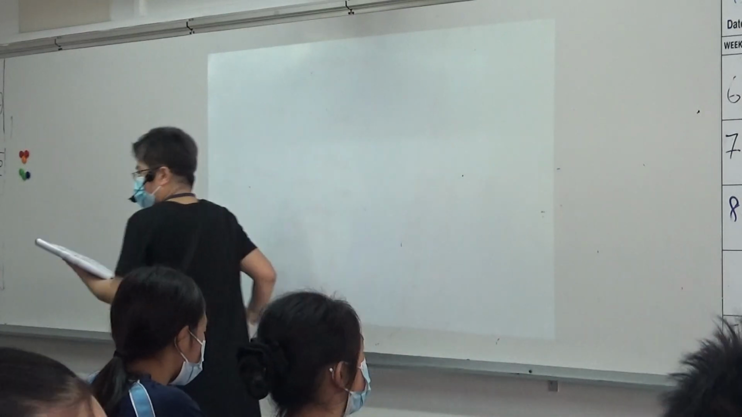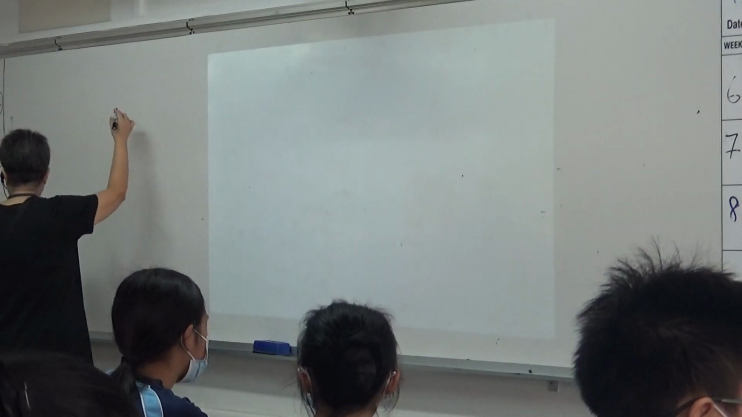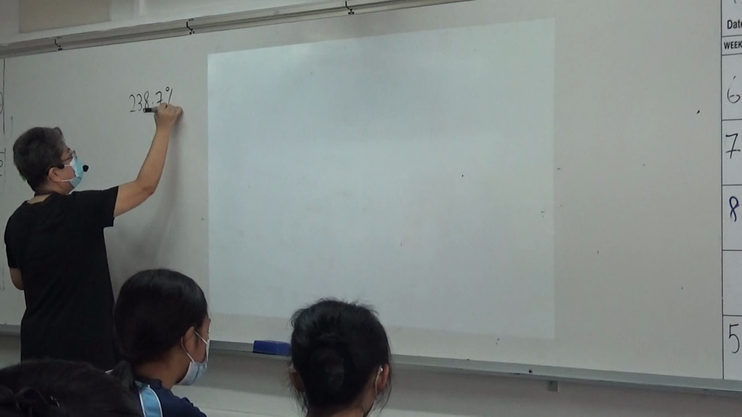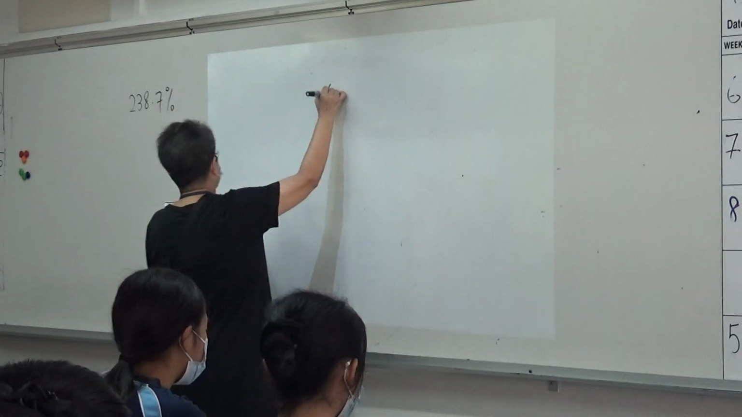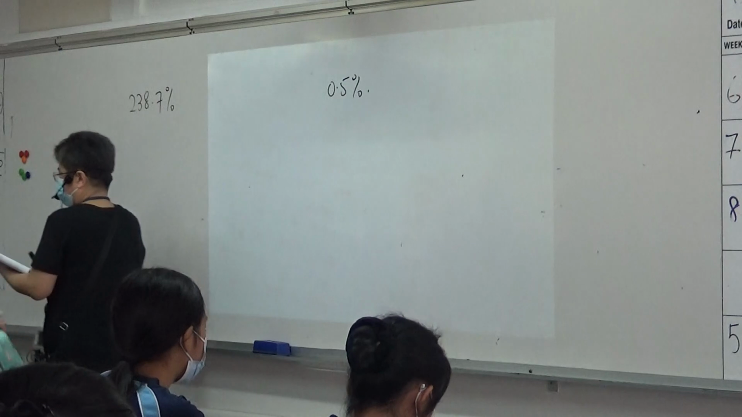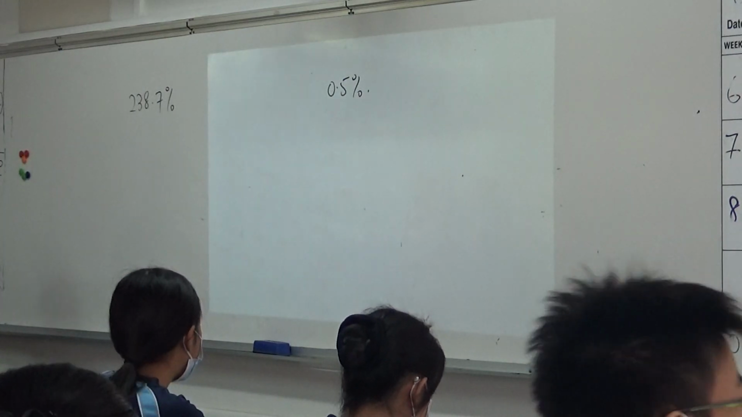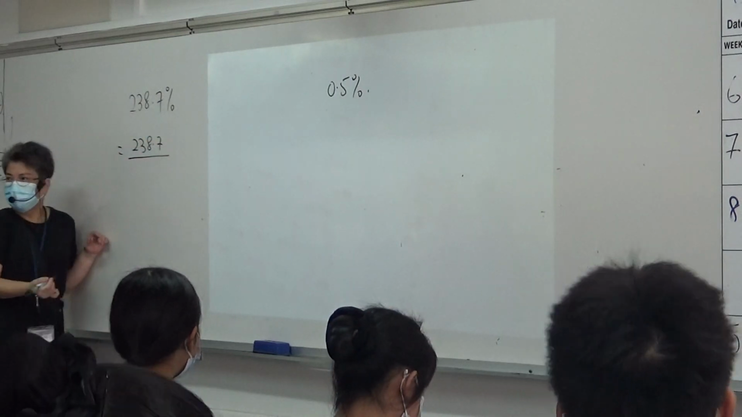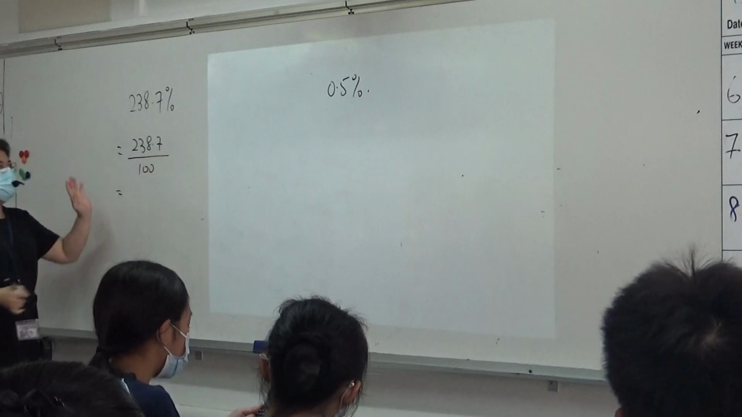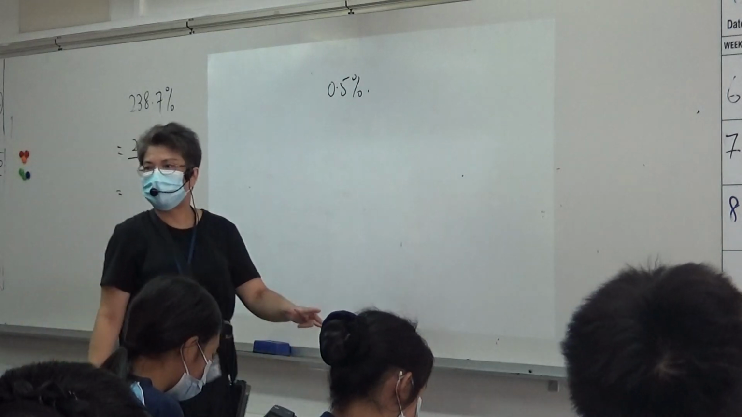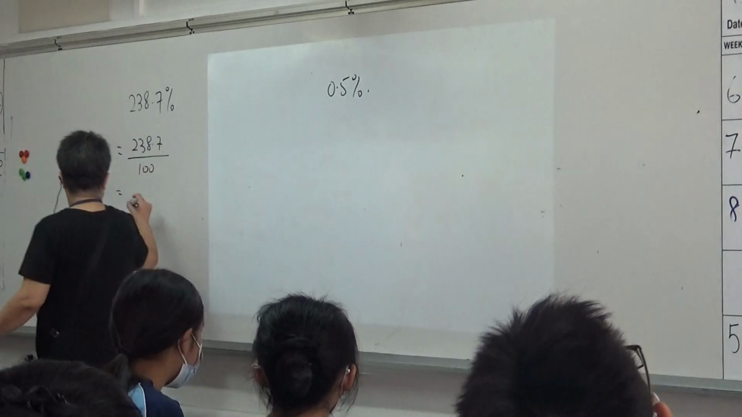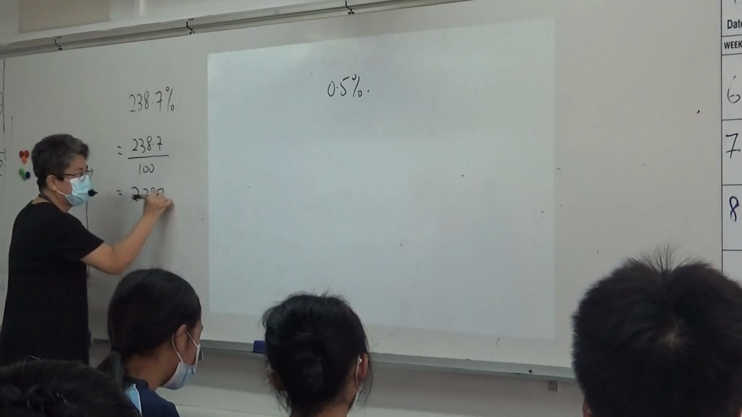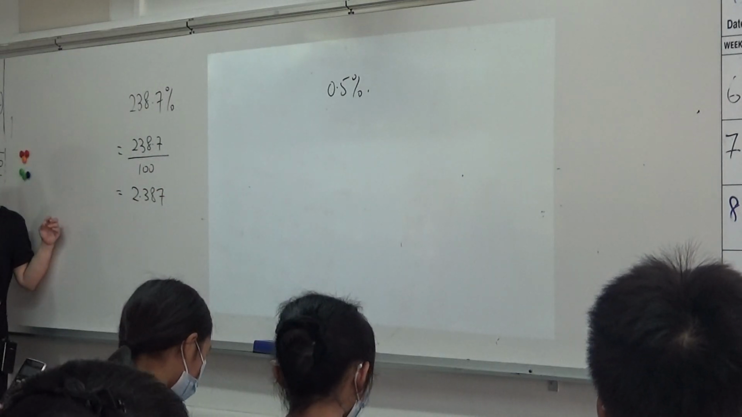Okay. Express each of the following percentages as a decimal. All of you look at this, this one is easy. All of you look at the board. This one means 238.7 divided by what? 100. Okay, can you press this and then change it to decimal? 2 point what? 2.387. Is this correct? Yes or no?